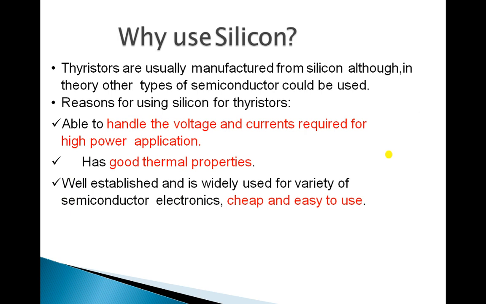Now basically many semiconductor devices use different types of materials, but most of the time silicon is used. Why? The reasons for using silicon for thyristors: it is able to handle the voltage and current required for high power applications, as thyristor is basically used for high power applications. It has good thermal properties, is well established, and is widely used for a variety of semiconductor electronics.